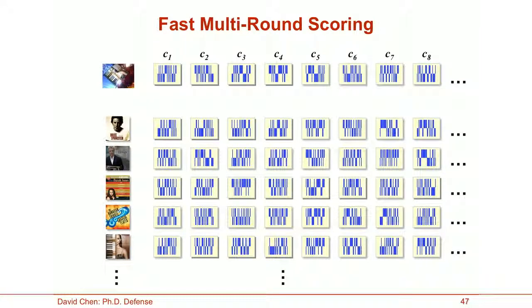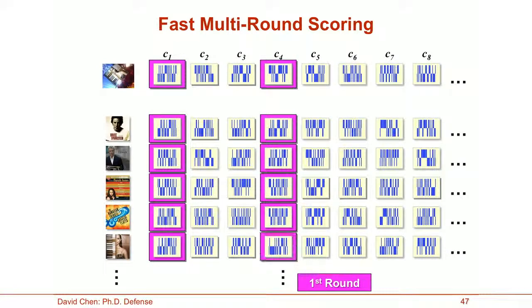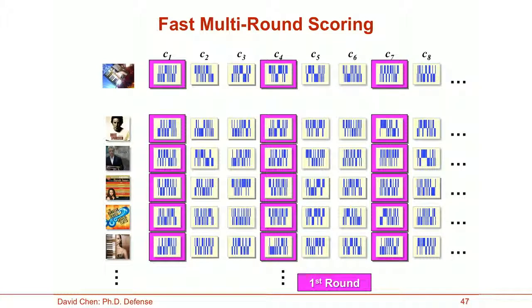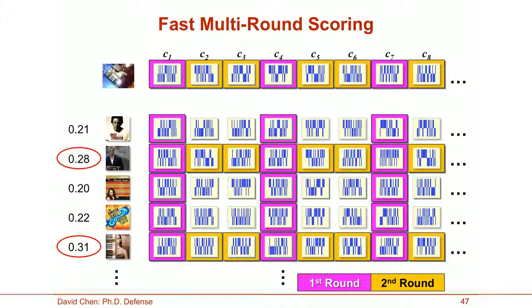To speed up the correlation computation even more, we can use a multi-round scoring approach. The idea is shown here. In the first round of scoring, we'll compute the correlations for a subset of the codewords. This results in a set of partial correlation scores. From this set, we identify the most promising database candidates for further exploration. Then in the second round of scoring, we finish computing the correlations only for these most promising candidates.